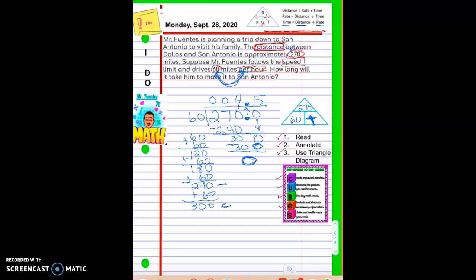So therefore my answer is 4.5. So I'm going to write my answer down here, 4.5. And I can't forget the units that we're talking about. We're talking about time. We solved for time. So 4.5 hours is our units. So our answer is 4.5 hours.